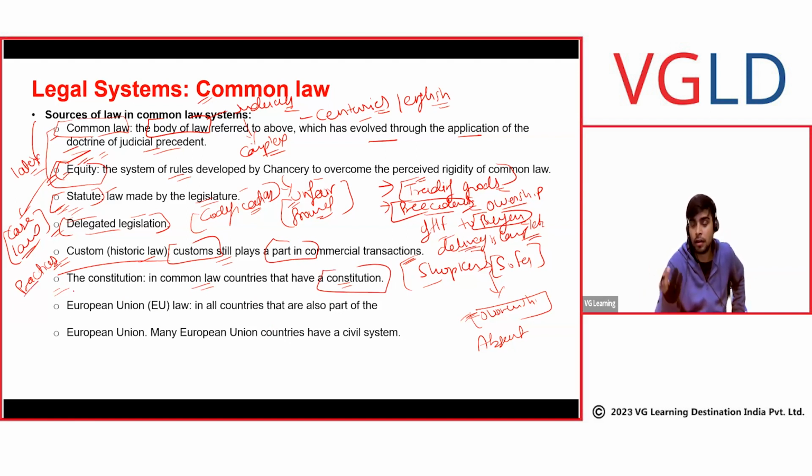Constitution normally, countries that follow the civil system have the constitution. European law in all countries that are also part of the European Union. We'll discuss the European Union when we'll be discussing the multinational organizations, like in chapter number 2. We'll discuss this there in chapter number 2 about the European Union.